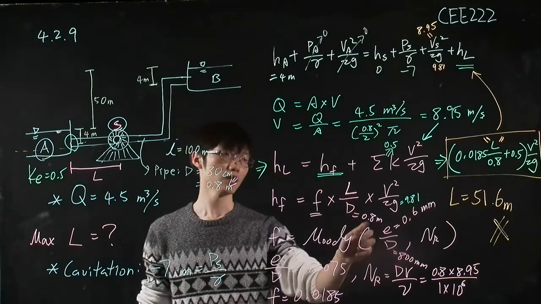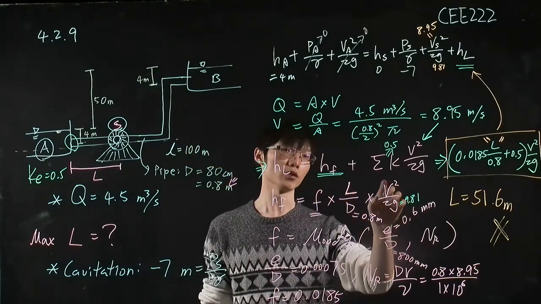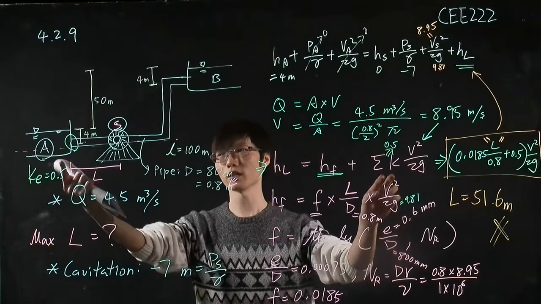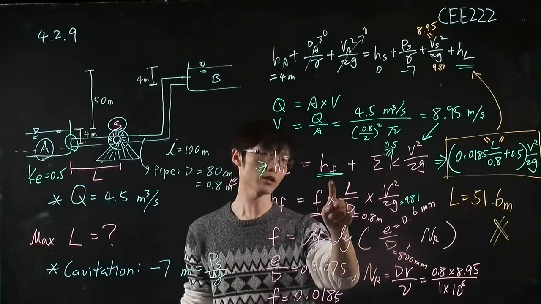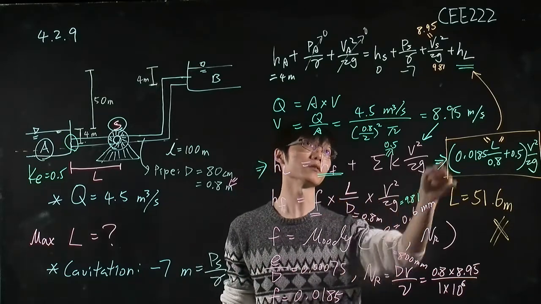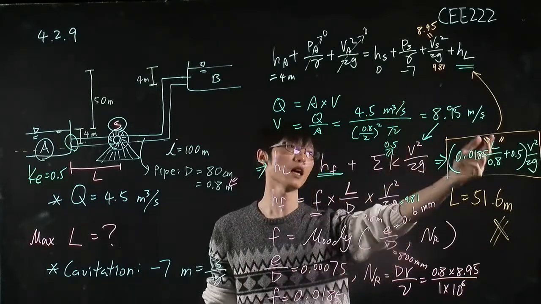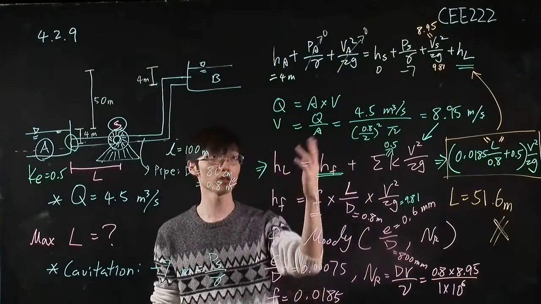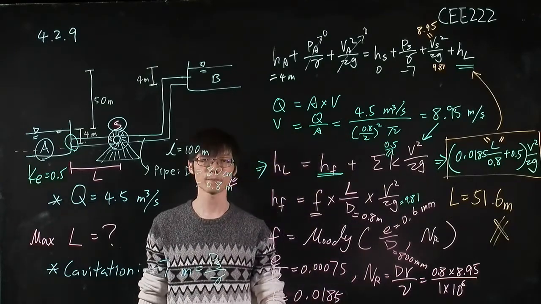Okay. So after that, you know the minor losses, the entrance loss, and you also know the friction loss in terms of this L parameter. Then you plug this value back into the balance equation, and L will be your only unknown in this equation. Then you can solve for it. Okay.